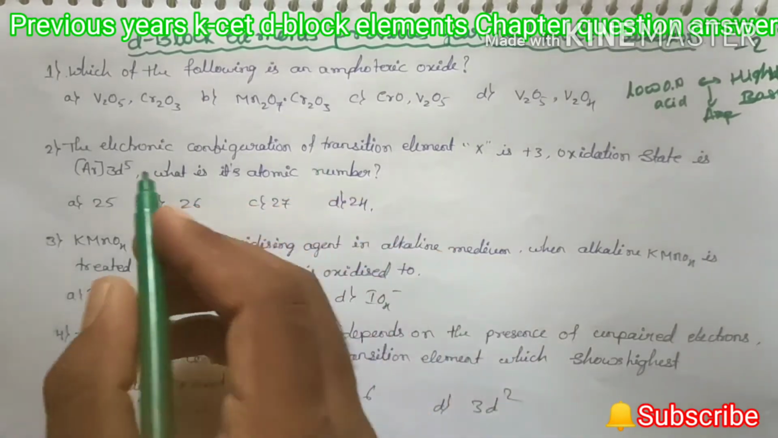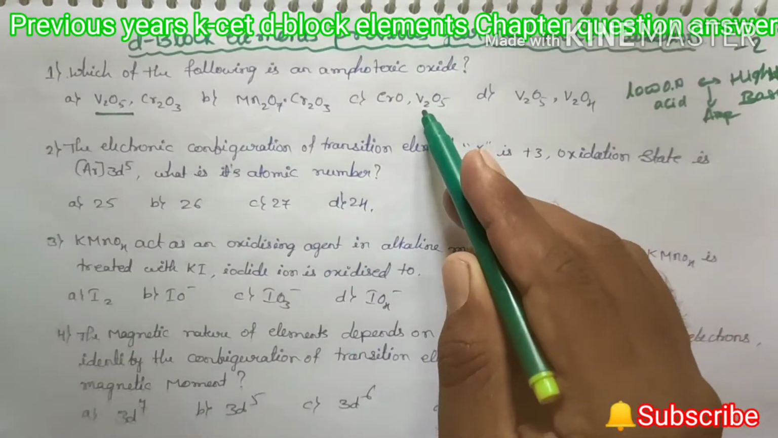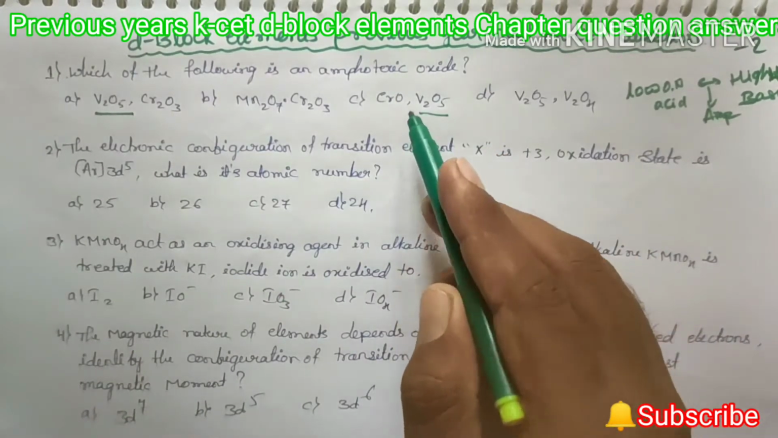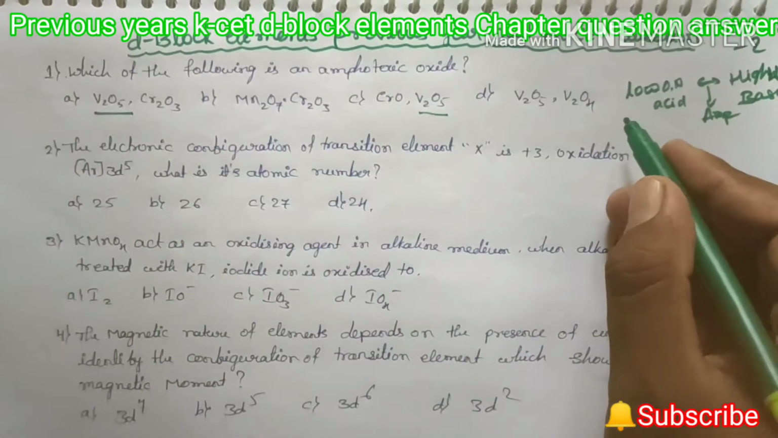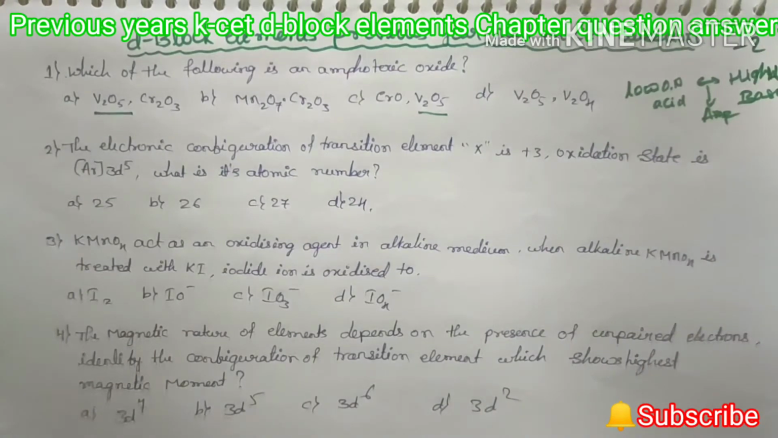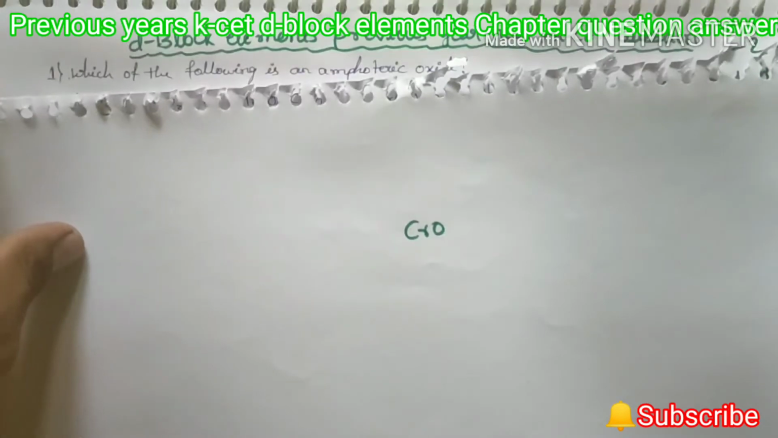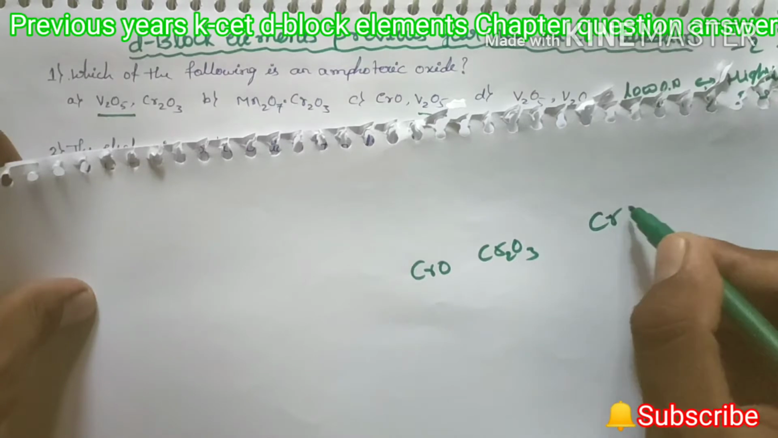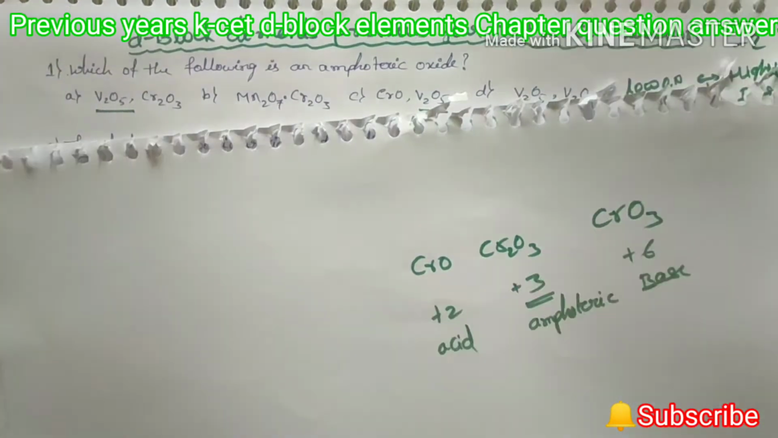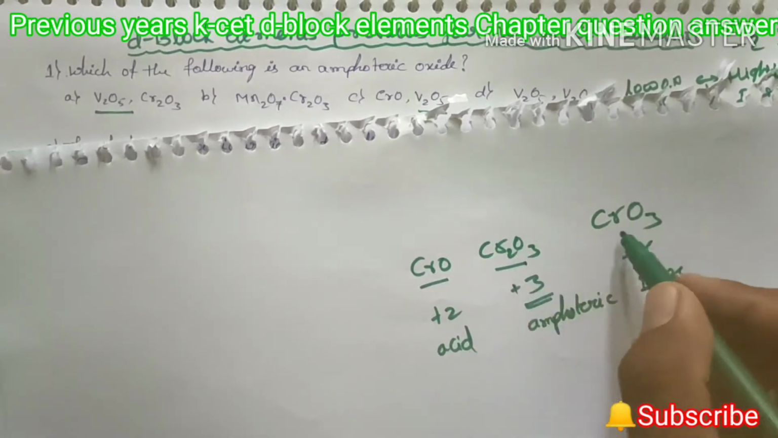Whenever you see vanadium pentoxide, V2O5, this is an amphoteric oxide. But among the options, chromium oxide Cr2O3 also comes. You see, chromium exists in 3 forms. I will write here the chromium oxides: CrO, Cr2O3, and CrO3.